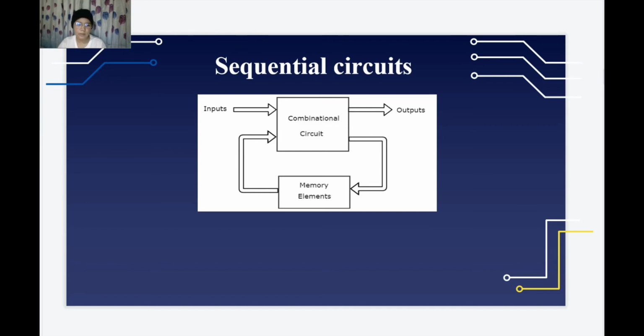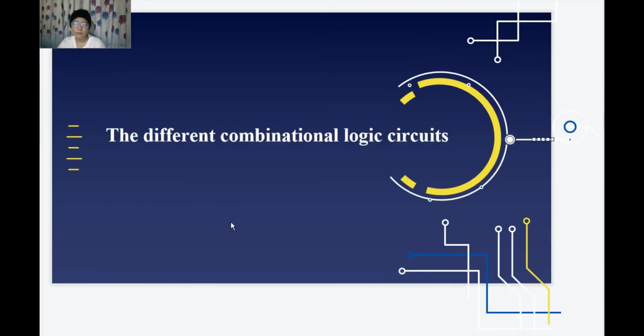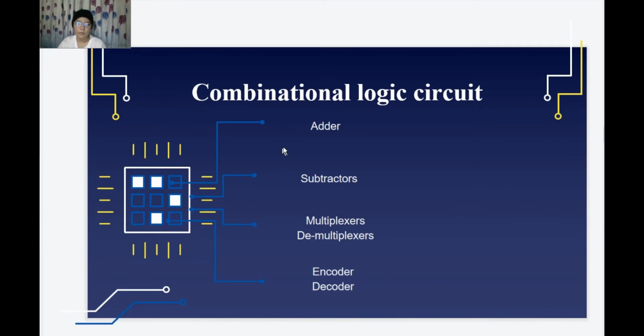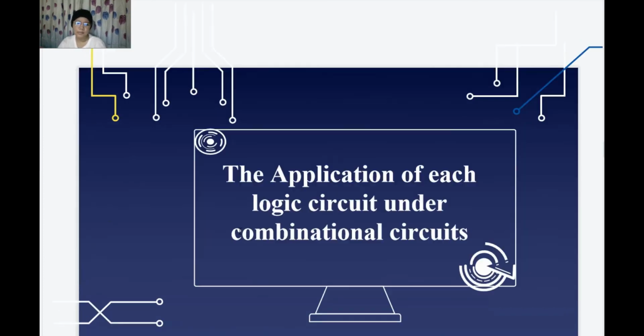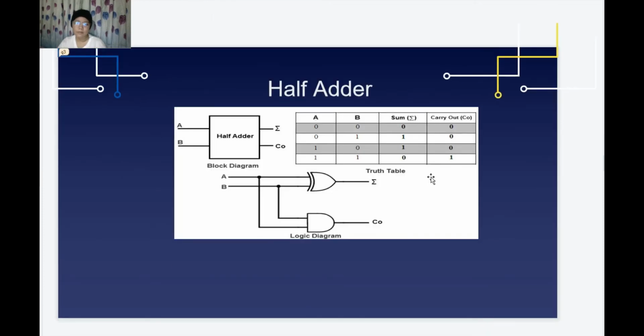So let's proceed next. We have the different combinational logic circuits. We have here the adders, the subtractors, the multiplexers, and the demultiplexers. Last one is the encoder and the decoder. For our adder, we have two types of adder. First, we have the half adder. Half adder is the basic building block with two inputs and two outputs. The two outputs are the sum and the carry out. So let's have here our truth table.